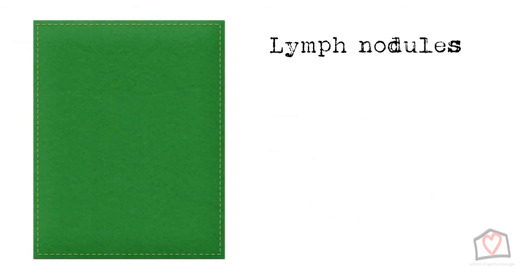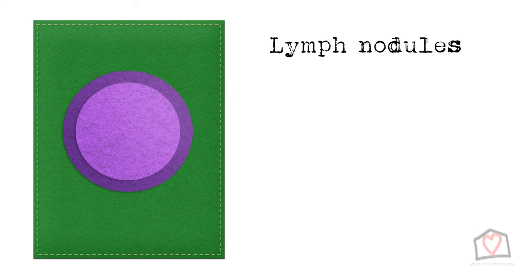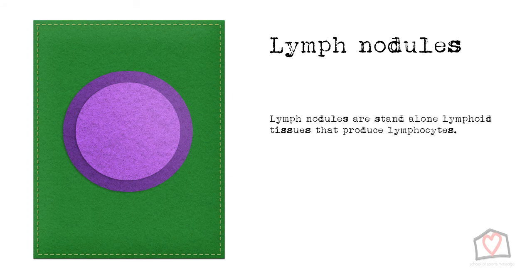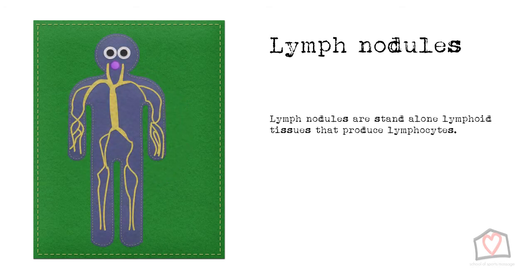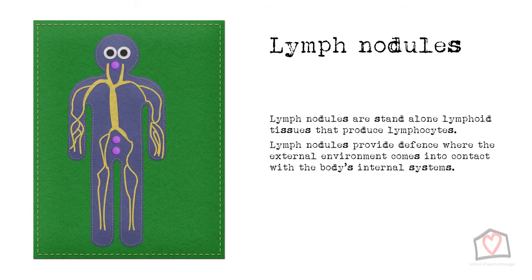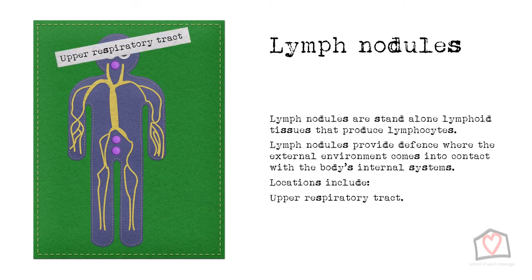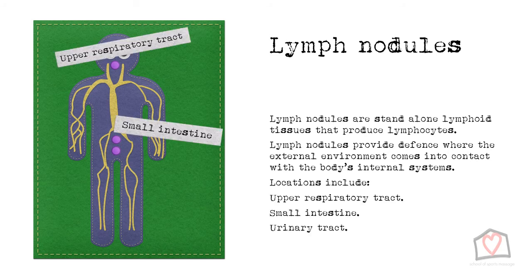Further to these nodes there are nodules, which are slightly different structures. These are standalone lymphoid tissues that produce lymphocytes. They are positioned around the body to provide the first line of immune defence where the external environment comes into contact with the body's internal systems. Locations include the upper respiratory tract, small intestine and the urinary tract.